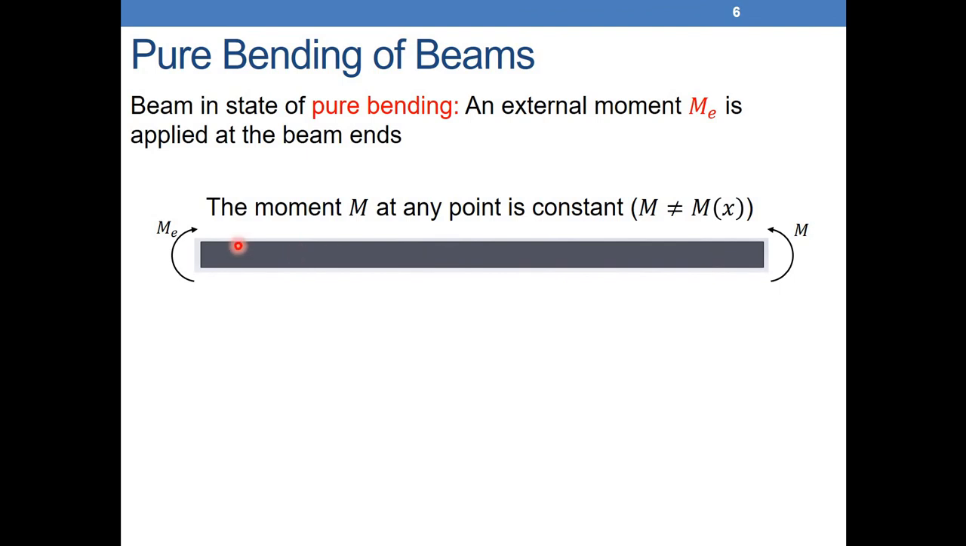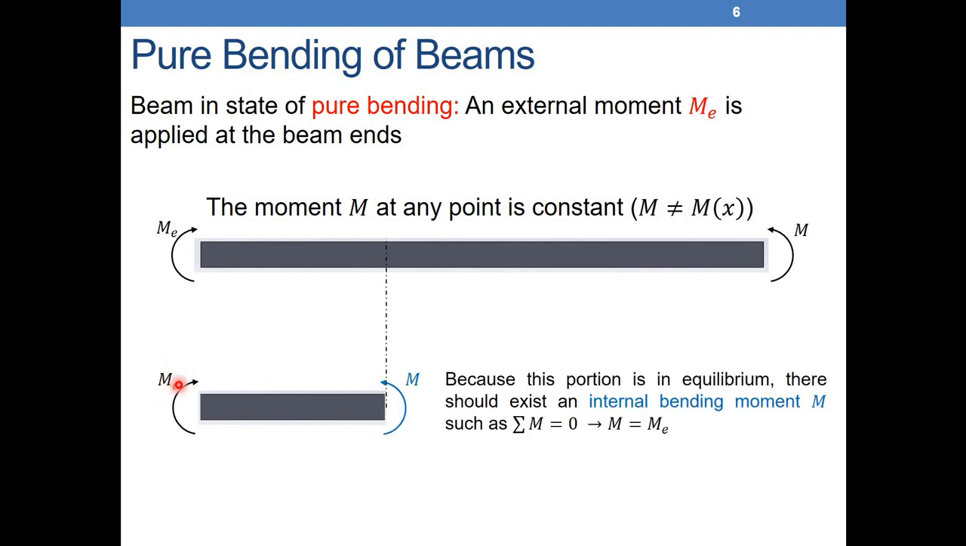So for example here, what will happen if we make a cut here and I isolate this portion? Now the beam is in equilibrium, and any portion of the beam also is in equilibrium. So if I make a cut here, now I don't have any force here, so sum of forces is equal to 0, but I also have sum of moments equal to 0, which means that I should have an internal moment here that balances the external moment here. So the internal bending moment will exist to have sum of moments equal to 0.